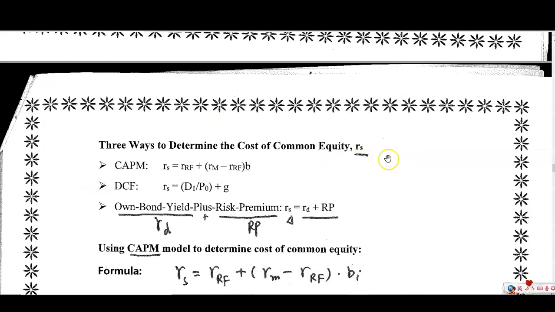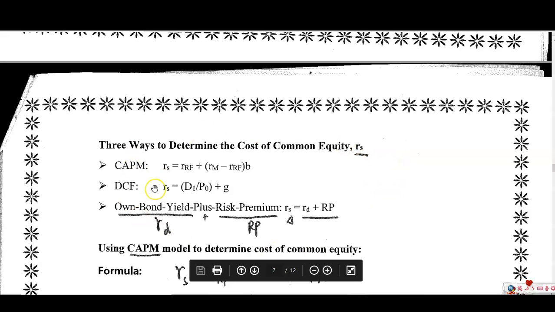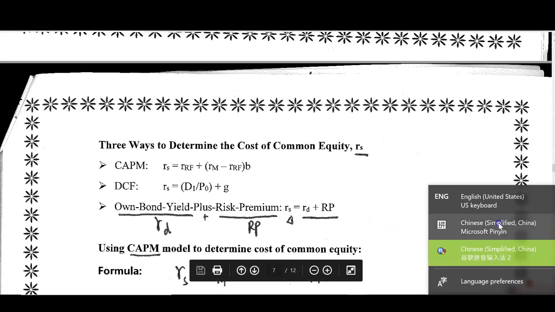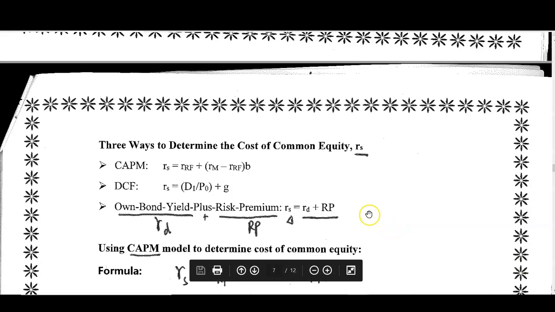Okay. Based on the information we know about this firm in the earlier part of the notes, I hope you already figured out and have your own answer for RS without looking at the solutions. But let's look at the solutions here.